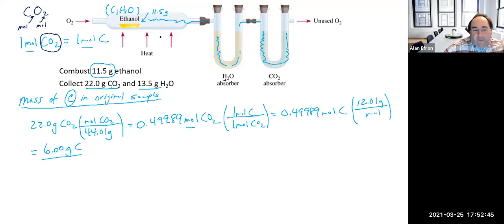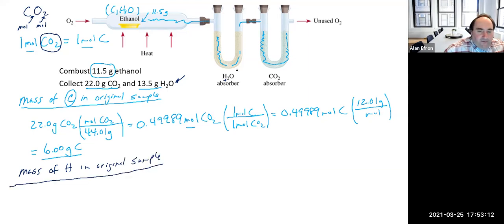Okay. So now we know that out of that 11.5 grams, 6 grams of it was made up of carbon. We could do the same thing for our water now and our hydrogen. So we're going to do a very similar calculation. We're going to figure out the mass of hydrogen in the original sample. And again, all the hydrogen in that original sample is going to end up over here in the water, basically being absorbed.